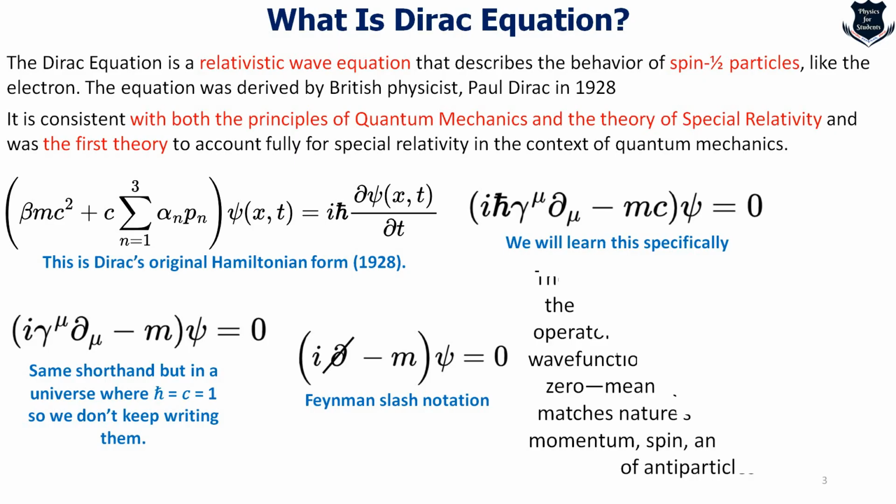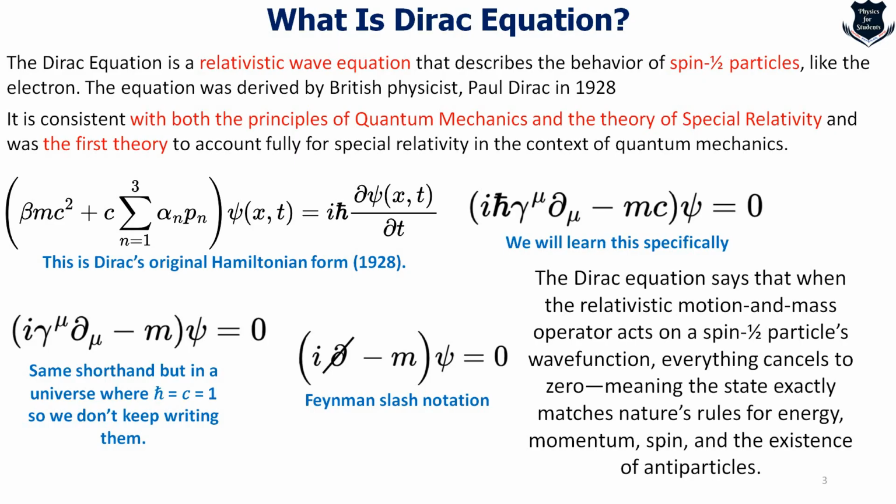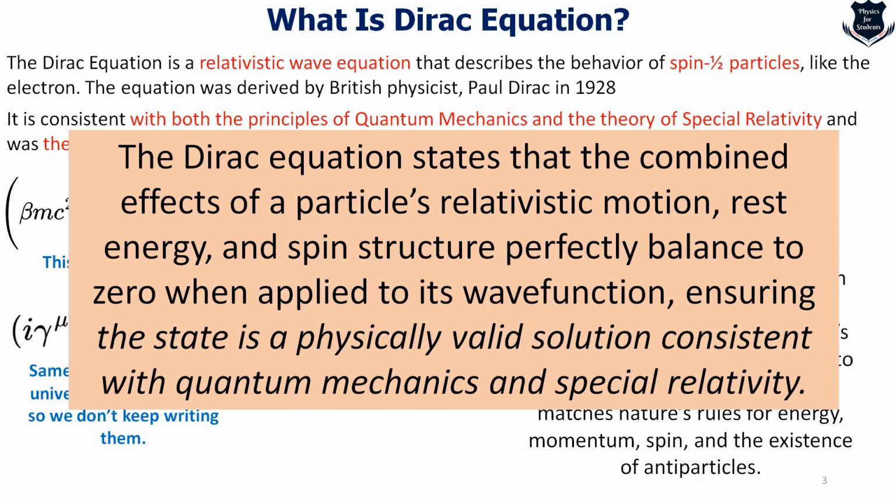So all in all, what we can tell is that the Dirac equation is an equation where the relativistic motion and mass operator acts on the spin half particle's wave function. They cancel out, that is why the right hand side is 0, and it matches nature's rule for energy, momentum, spin, and the existence of antiparticles. These antiparticles are very important, and this is the first time that they were derived.